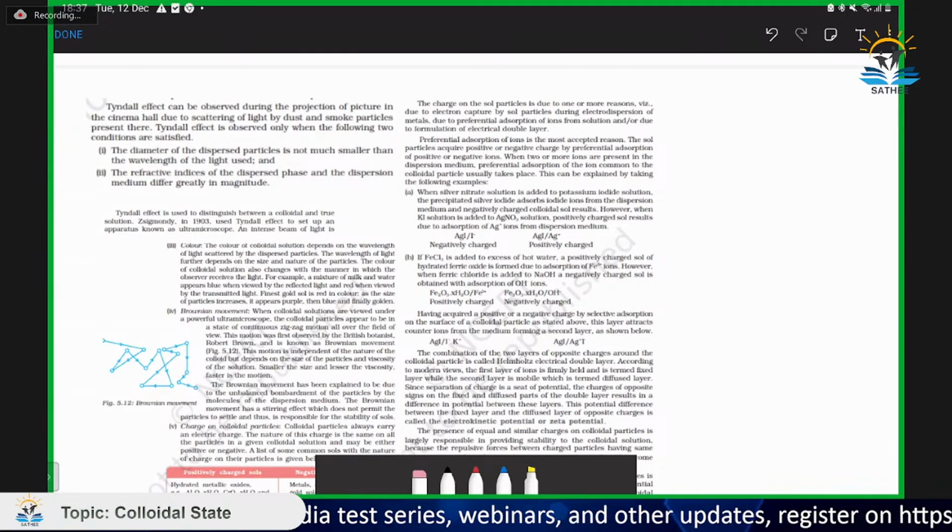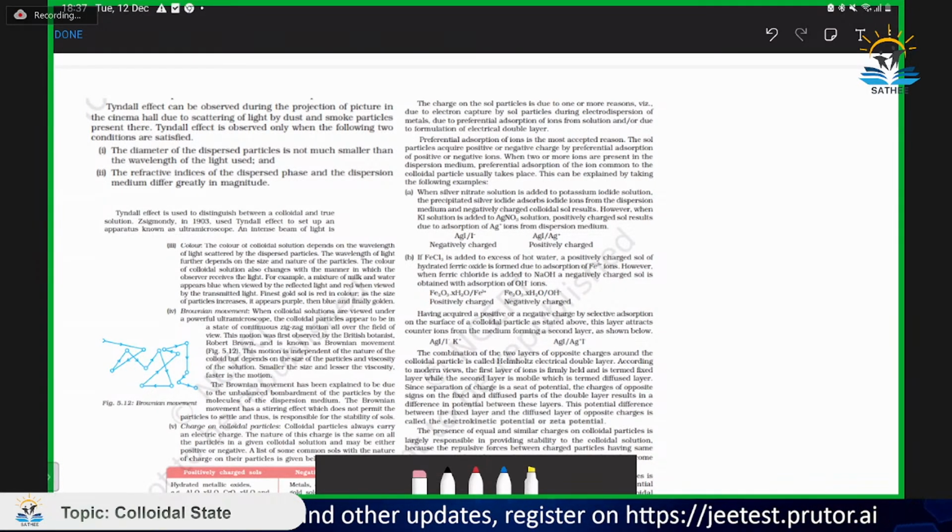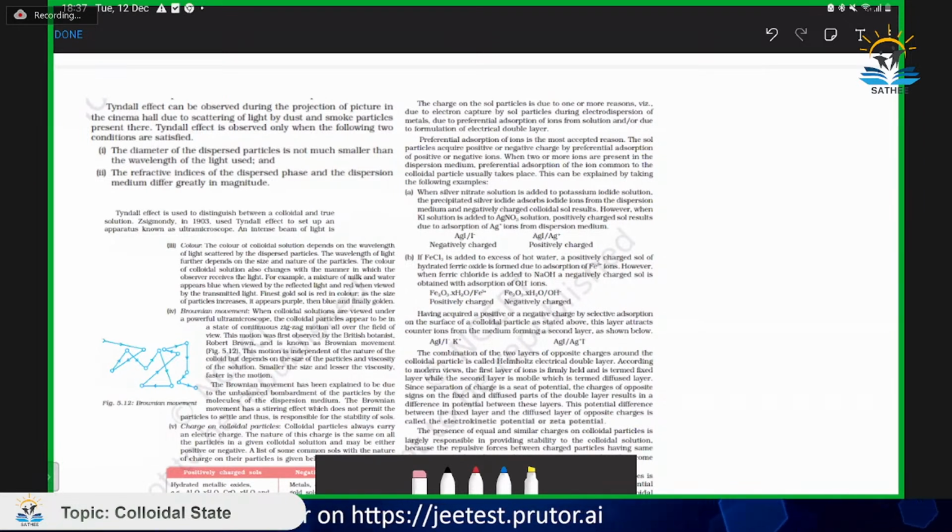See, same thing here. Tyndall effect is used to distinguish between a colloidal and a true solution. Zsigmondy used the Tyndall effect to set up an apparatus called the ultramicroscope. Basically, in colloidal solutions you can observe this scattering of light in a unique fashion. In true solutions you cannot.